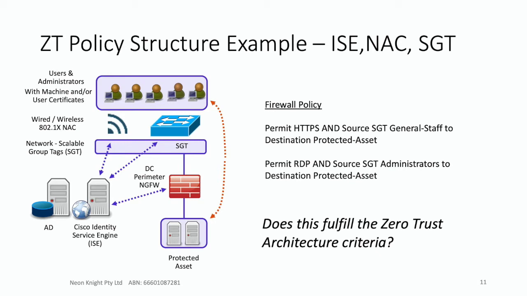So in this example, we're permitting HTTPS and the source based on a security group tag, general staff, to gain access to a destination security group tag of protected asset. And then for administrators, permit RDP and a source of security group tag of administrators to the destination protected asset as well.